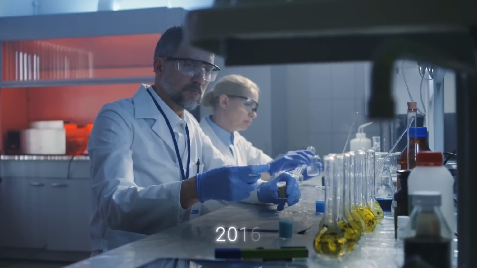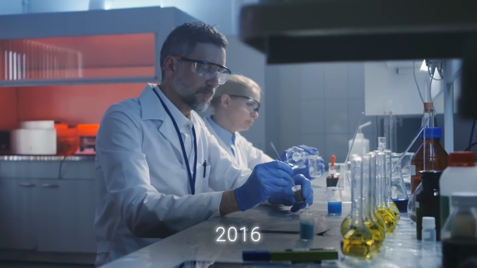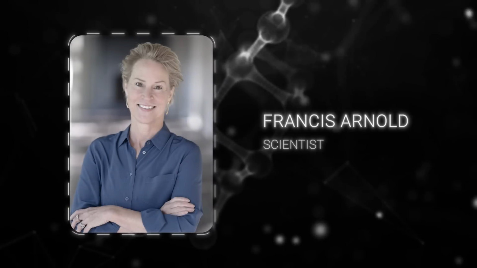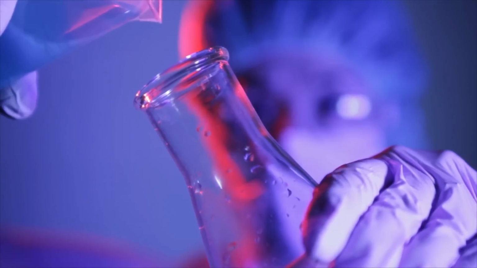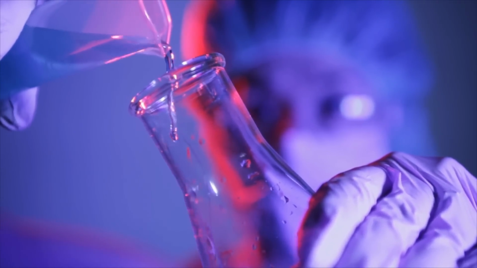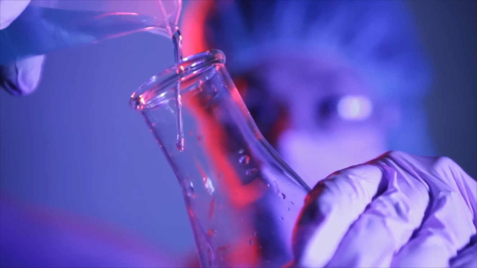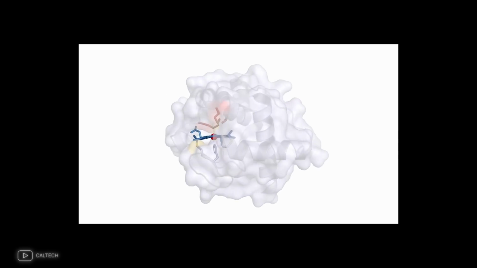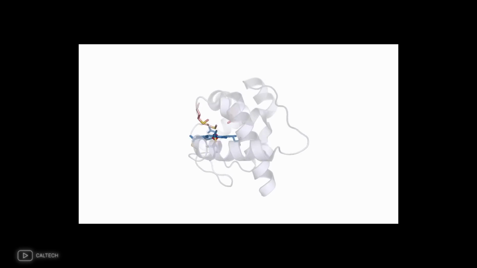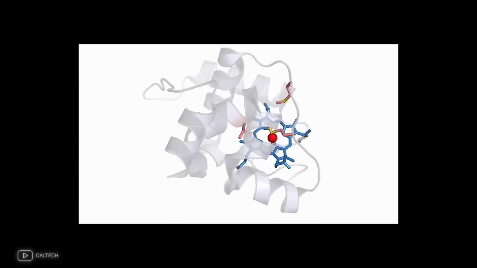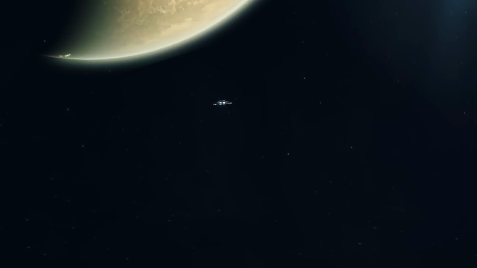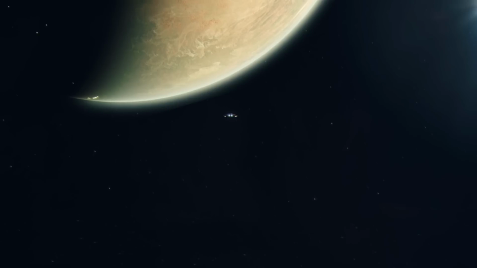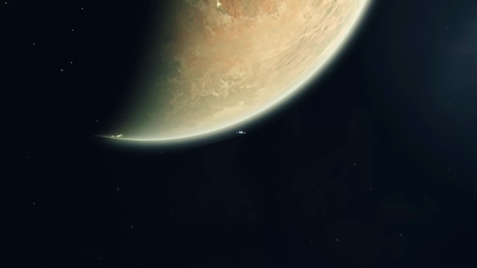Secondly, in 2016, a team of scientists from the California Institute of Technology, led by Francis Arnold, were able to synthesize molecules that are made entirely of silicon and carbon. Furthermore, according to their study, E. coli could produce the protein that contained this compound. Scientists came to the conclusion that silicon-based life is possible outside of Earth.